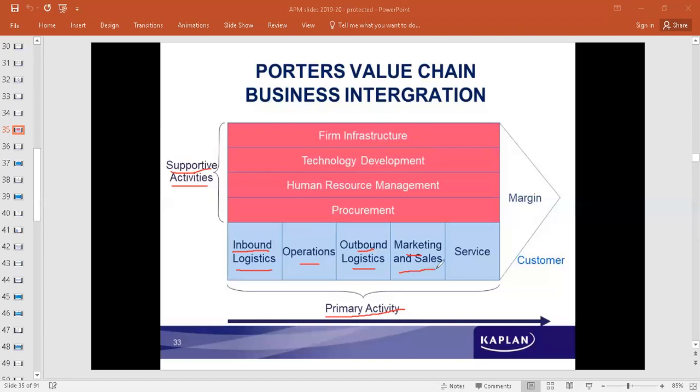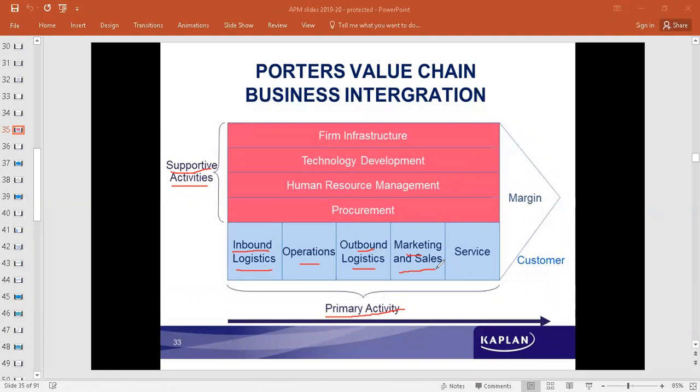So the first activity which is required is that the material has to come into the factory premises so that the main operation can be taken up. What's the main operation? The main operation is the production of products. So material has to be converted into finished goods. So when the raw material comes into the business, inbound logistics is the first activity. And after receiving the material, this material has to be converted into finished goods.